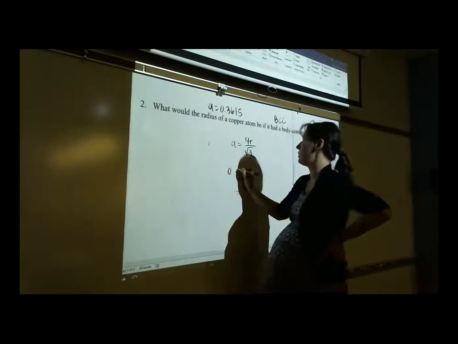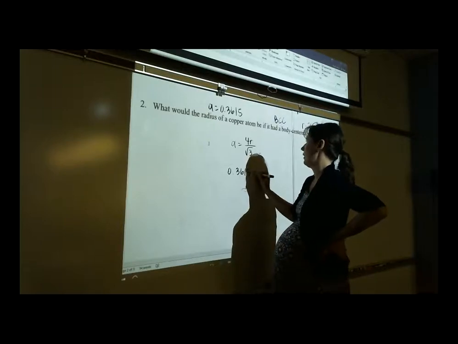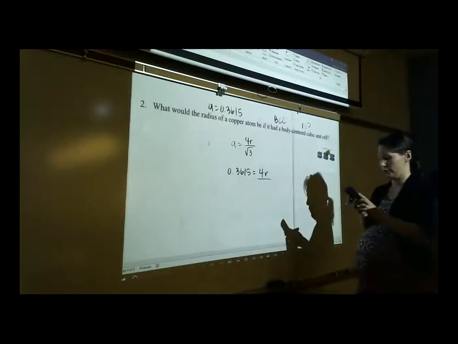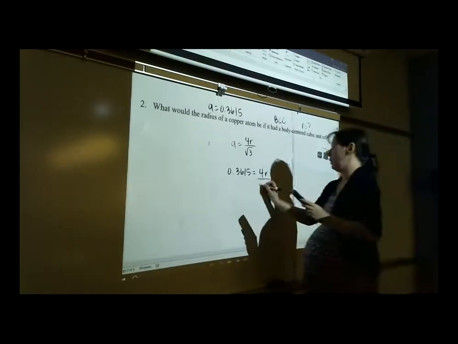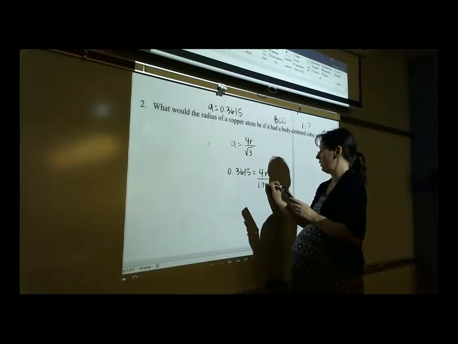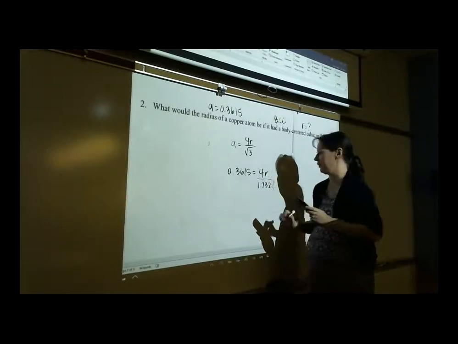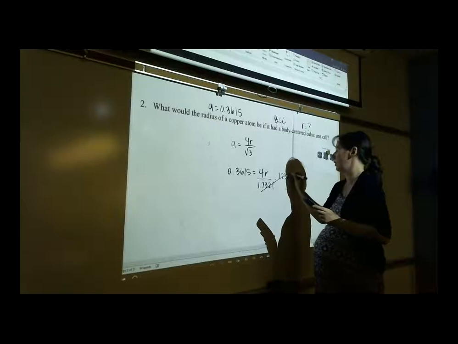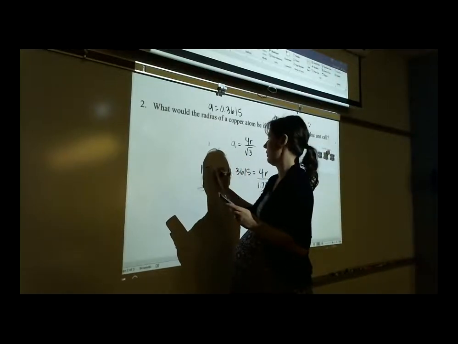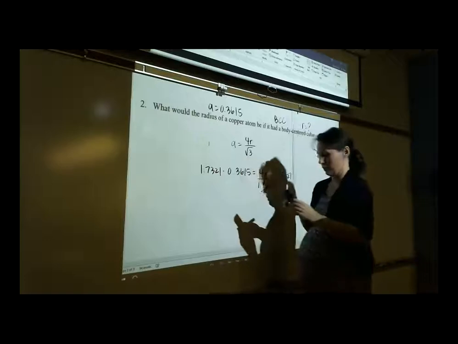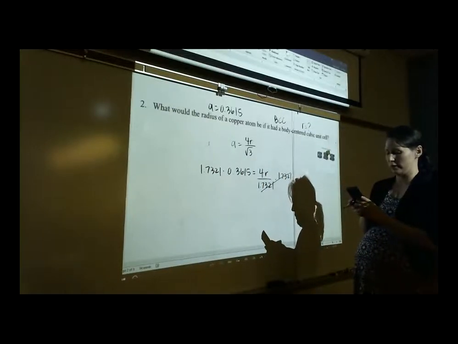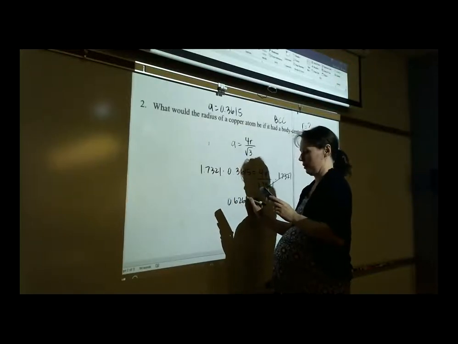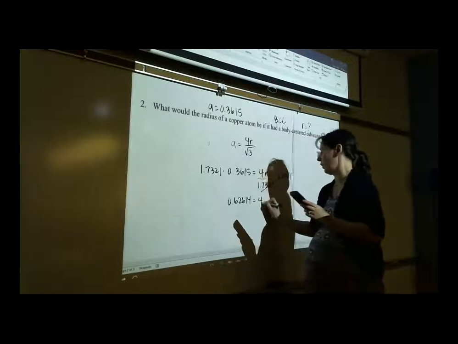So 0.3615 is equal to 4R over square root of 3. I round that to 1.7321. Just round it. All right, times 1.7321, times 0.3615. So 0.62614 is equal to 4R.